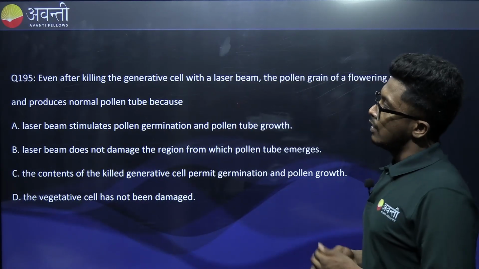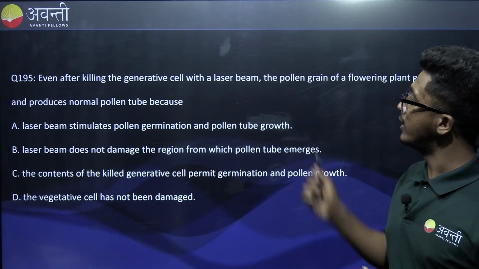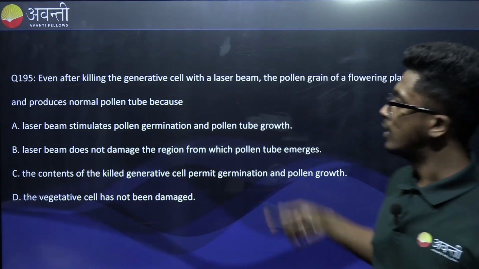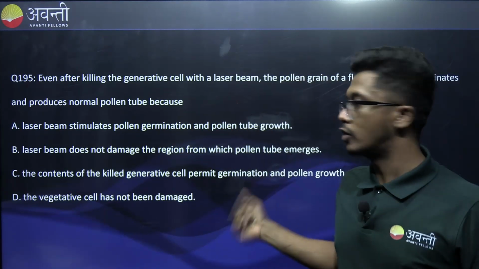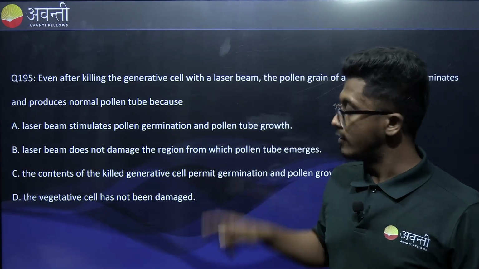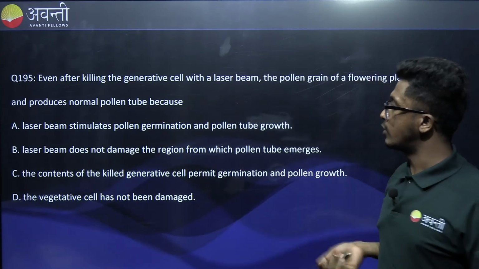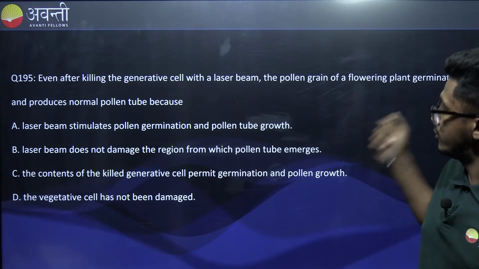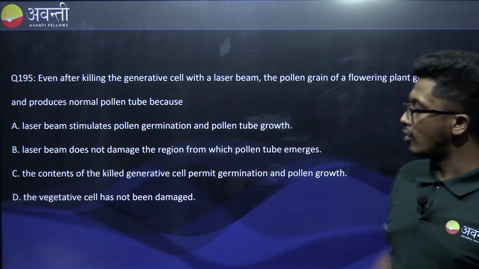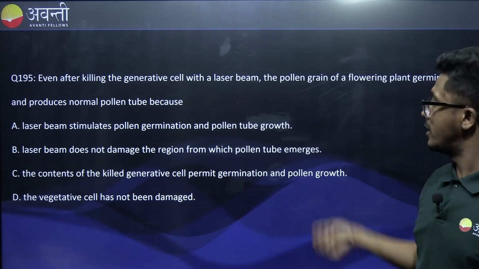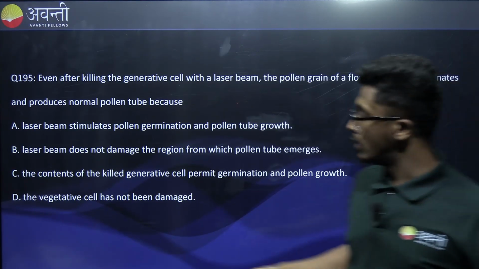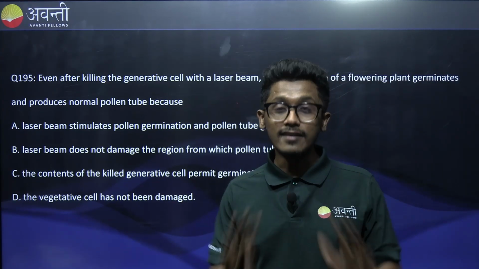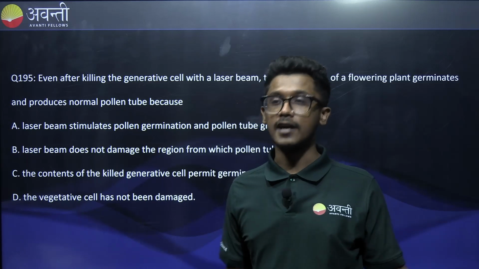Next one, question 195. Even after killing a generative cell with a laser beam, the pollen grain of the flowering plant germinates and produces a normal pollen tube because: option A, the laser beam stimulates pollen germination and pollen tube growth; the laser beam does not damage the region from which the pollen tube emerges; the contents of the killed generative cell permit germination and pollen growth; or the vegetative cell has not been damaged, that's why it still germinates. This is a very simple question, but I have seen this question several times in the NEET papers.